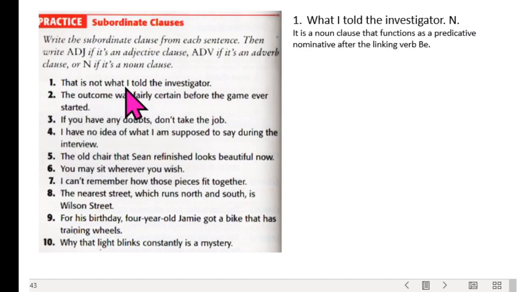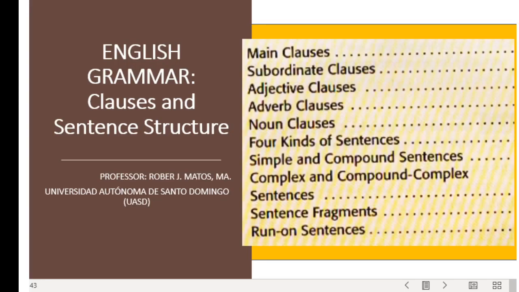That is not this. You see? It is a noun clause that functions as a predicate nominative after the linking verb be. You see, it's a verb complement. Let's continue.